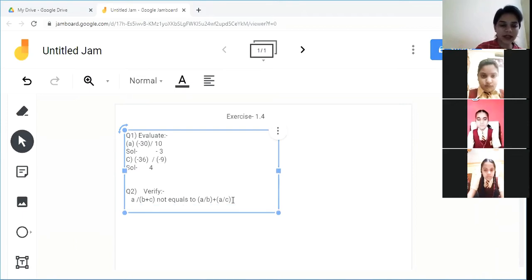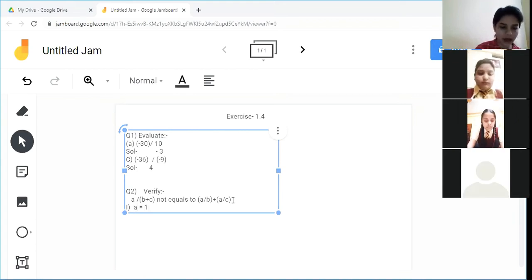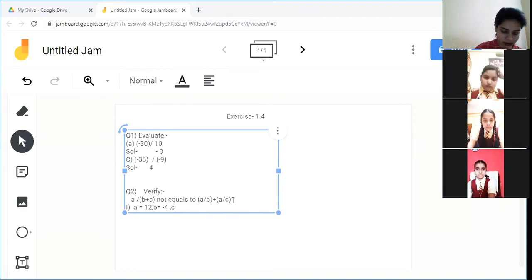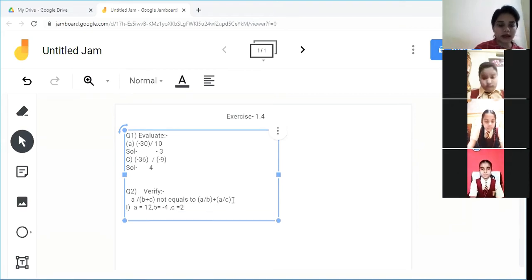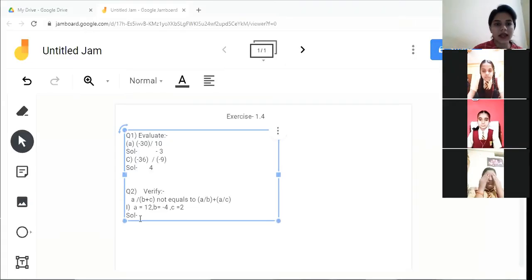Now, in the first part of this question, the values of A, B and C are given to you. A equals to 12, B equals to minus 4 and C equals to 2. So first of all, children, we will put the values of A, B and C here. Yes, so A equals to 12, B equals to minus 4, C equals to 2 is given to you.